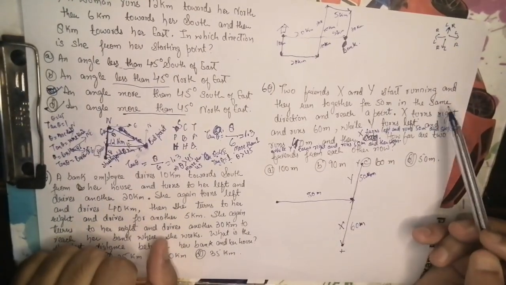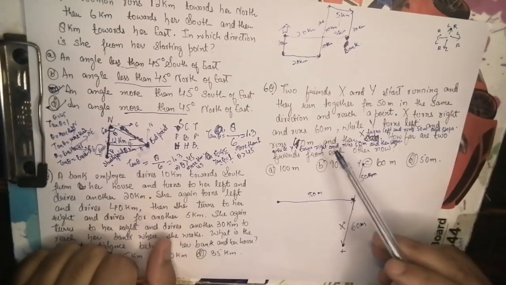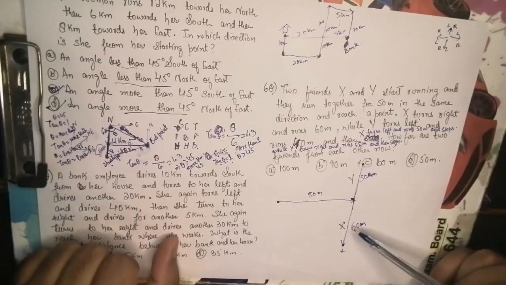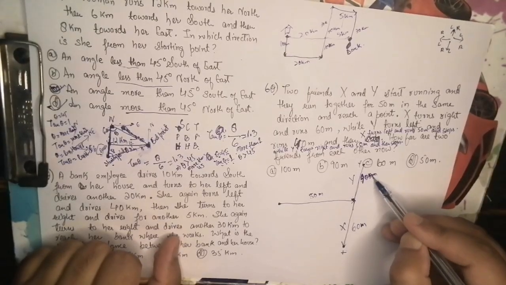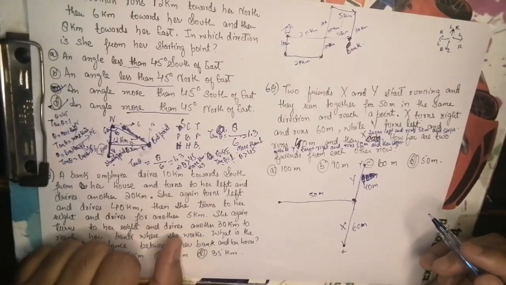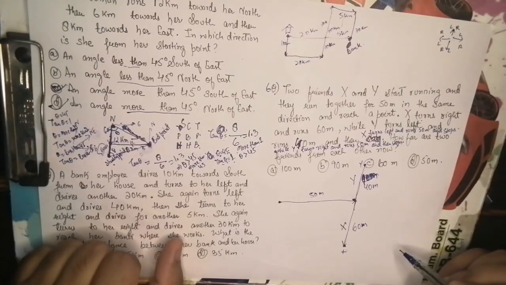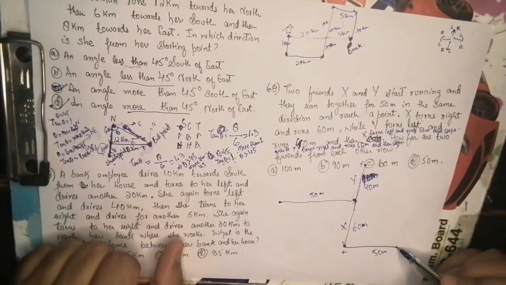Two friends X and Y started running. They run together 50 meters in the same direction and reach a point. X turns right and runs 60 meters. So he turns right and runs 60, while Y turns left and runs 40 meters, not 50. So here 40 meters. And then X turns left. What is the left? Left is this side. Left and runs 50 meters and stops.